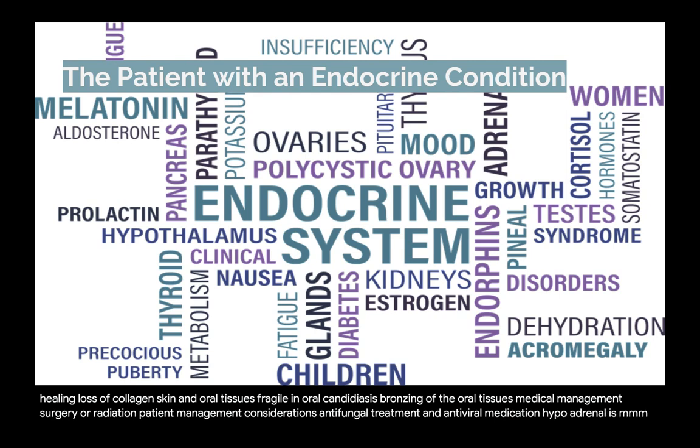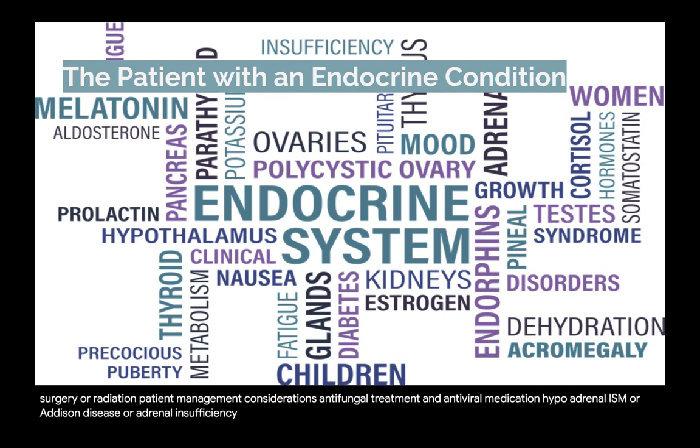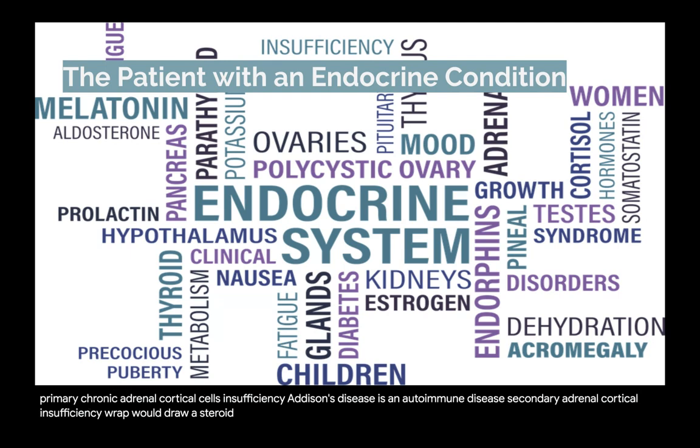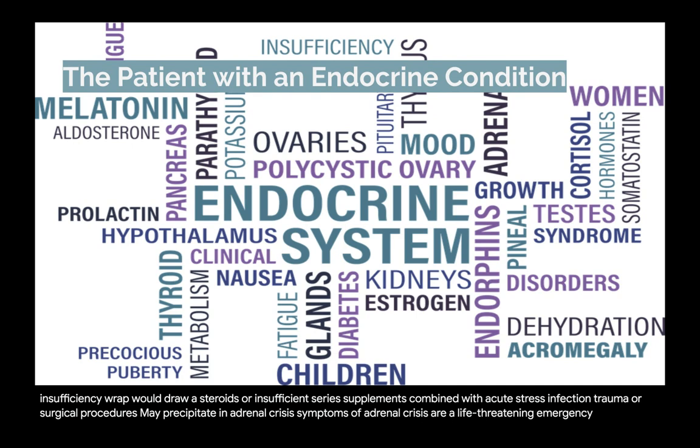Hypoadrenalism or Addison disease or adrenal insufficiency. Hypoadrenalism is divided into three categories. Primary acute adrenal crisis: failure of the gland to produce cortisol or aldosterone. Primary chronic adrenocortical insufficiency, Addison disease, is an autoimmune disease. Secondary adrenocortical insufficiency: rapid withdrawal of steroids or insufficient steroid supplements combined with acute stress, infection, trauma, or surgical procedures may precipitate an adrenal crisis. Symptoms of adrenal crisis are a life-threatening emergency.